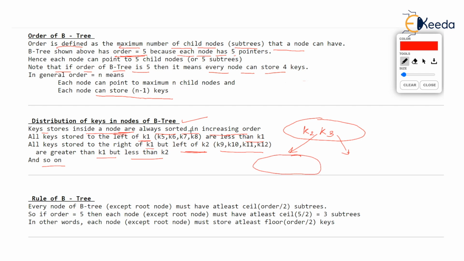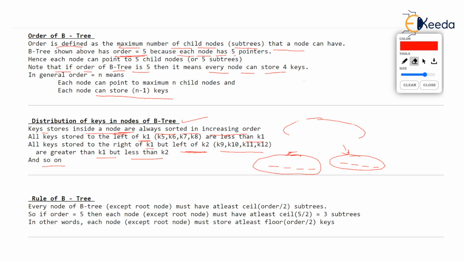Now the keys stored in this node, whatever keys are stored in this node, are always greater than K2 but less than K3. And if we have some key like K4 here, then whatever keys are stored in this node, which I am right now drawing, are greater than K3 but less than K4. I hope you are understanding the distribution of the keys.